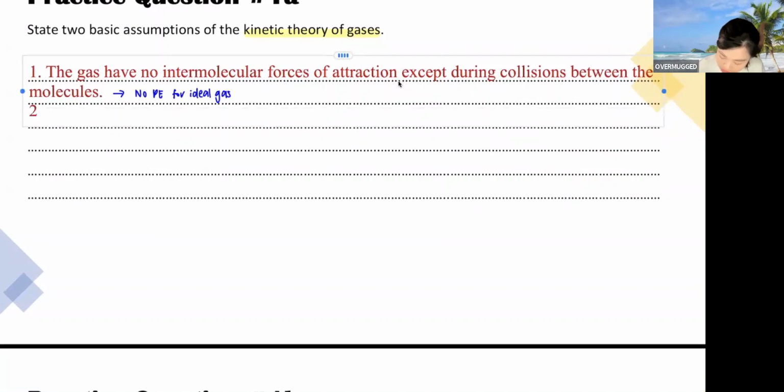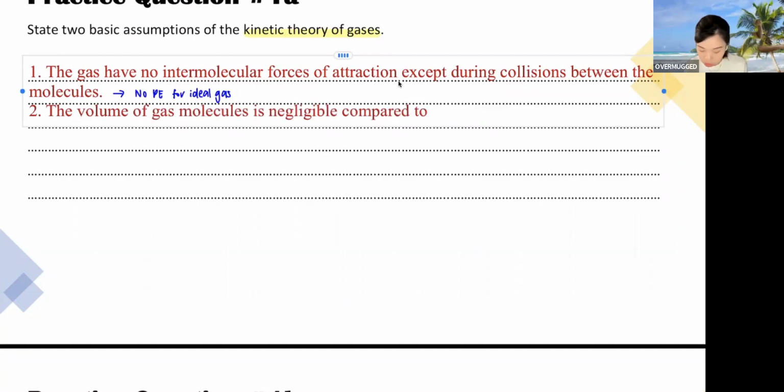Okay, then the second assumption in this case here, we want to actually say that the volume of the gas molecule, this is another key assumption in kinetic theory of gases to assume that a gas is going to be an ideal gas, is that the volume of the gas molecule is negligible compared to the volume of the container.